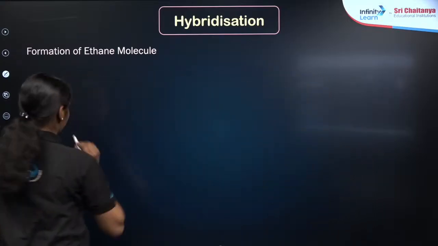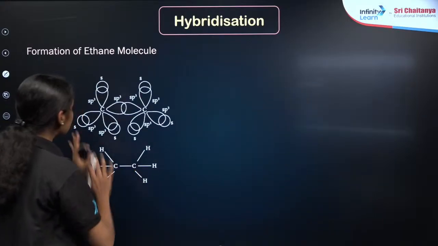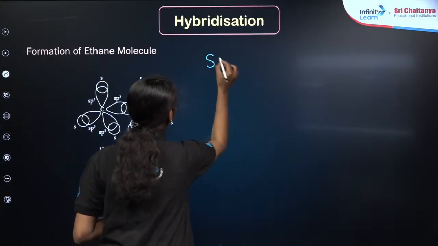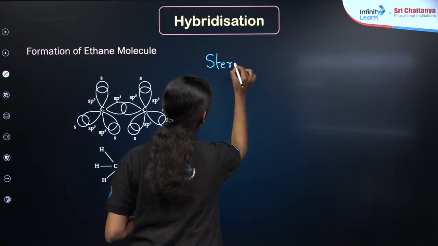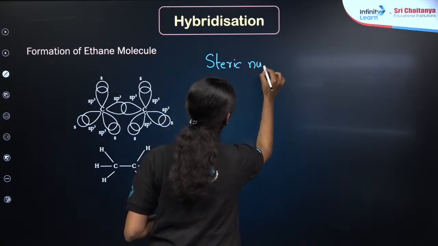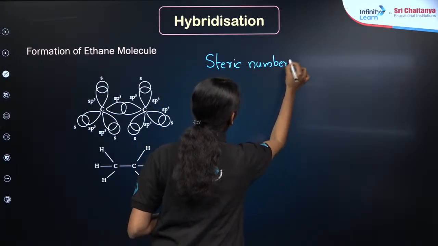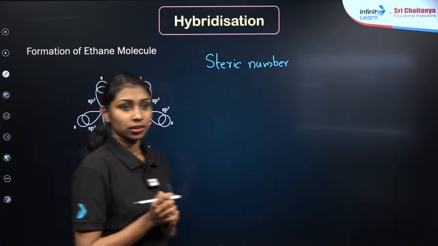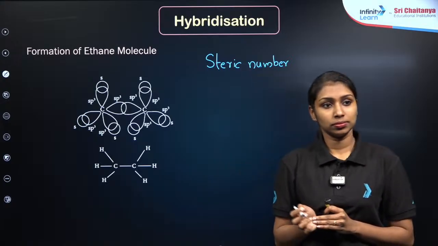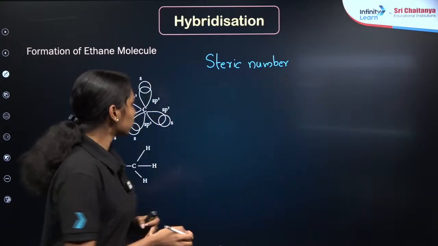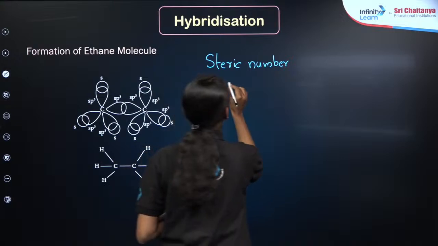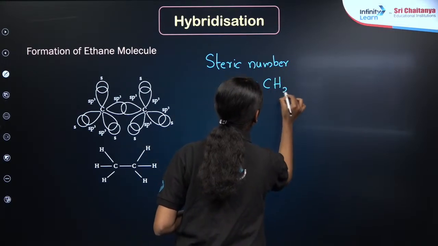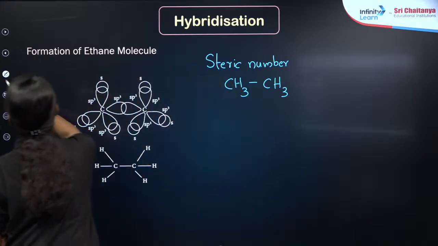Yes, you can see here, this is the complete hybridization of the ethane molecule. Before that, you have to identify the steric number of the molecule in order to predict the hybridization. As we all know, ethane molecule is CH3, right? So first we have to predict the steric number of each of the carbon atoms present in the ethane molecule.